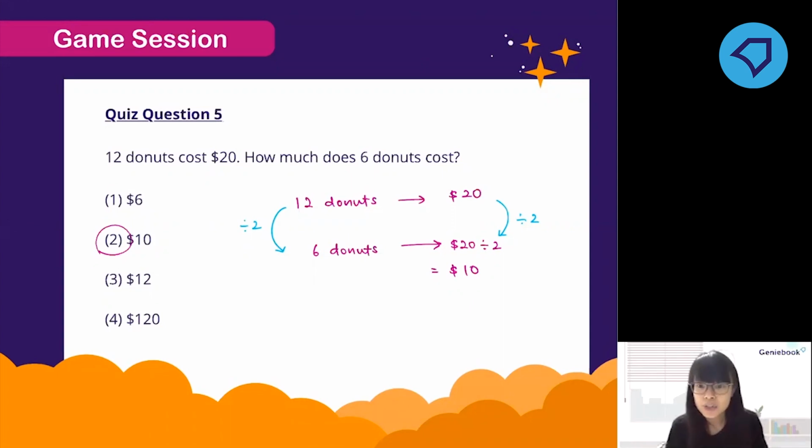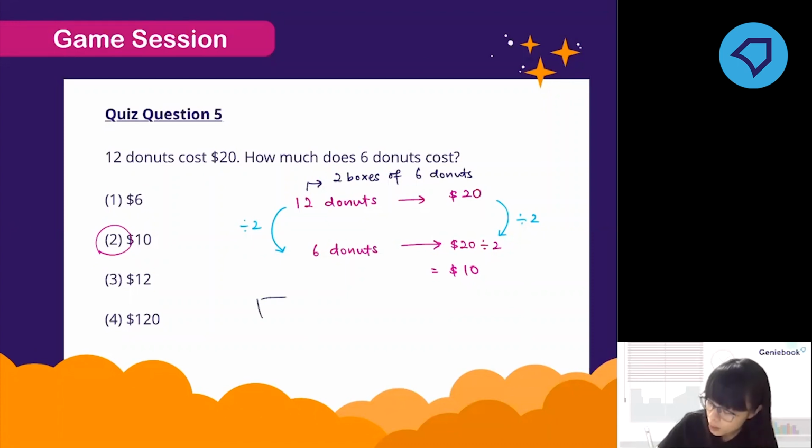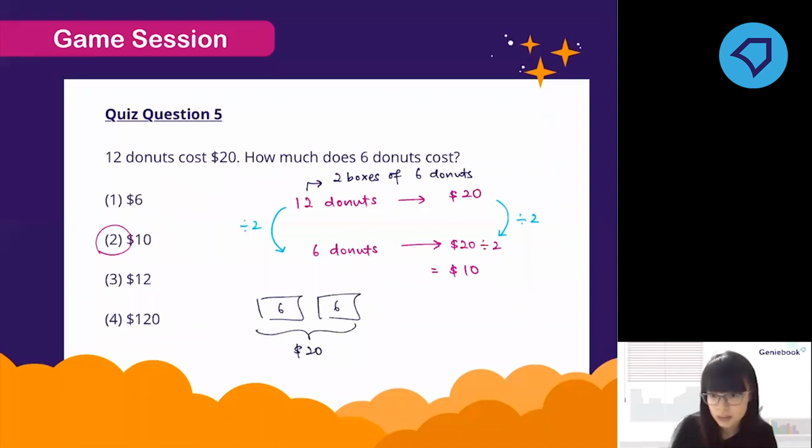Okay, if you do not understand, let me try to explain a little bit more. Now, 12 donuts, we can always rewrite this as 2 boxes of 6 donuts. Can you see this one? Okay, so if 1 box of 6 and 1 box of 6 give you a total cost of $20, the question is only asking for 1 box, correct? So 2 groups is equals to $20. One group would be 20 divided by 2. You will get $10. Okay, so $10 would be the final answer.